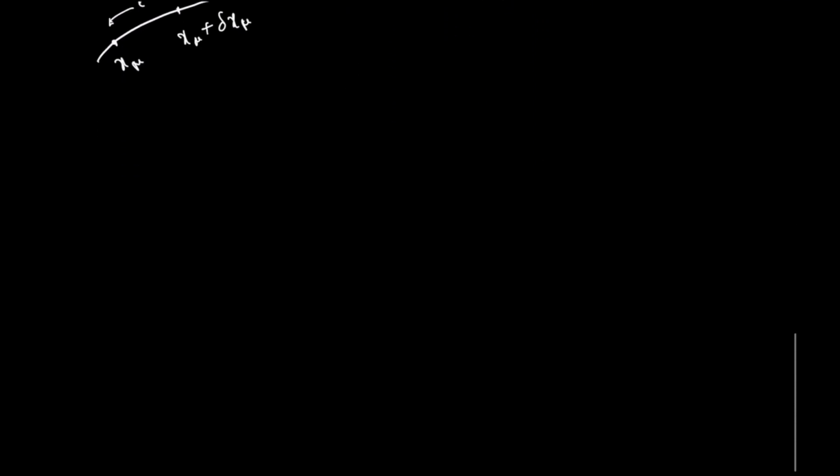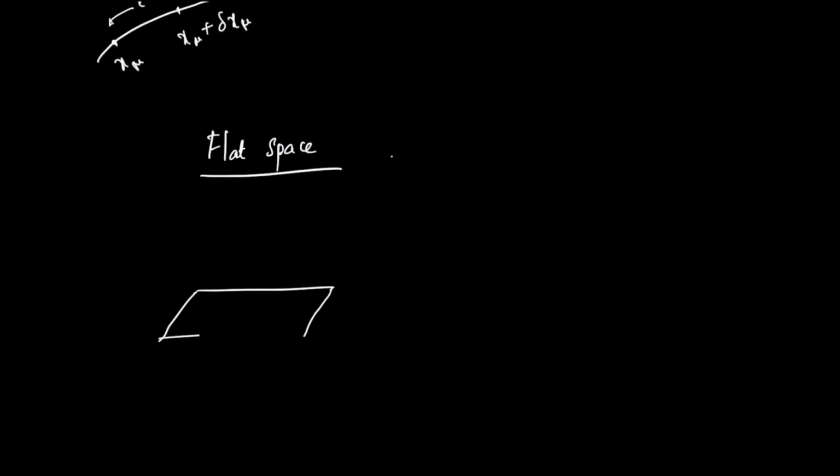For example, consider a flat space. So you have two vectors. The direction of these two vectors is the same. It is pointing upwards.